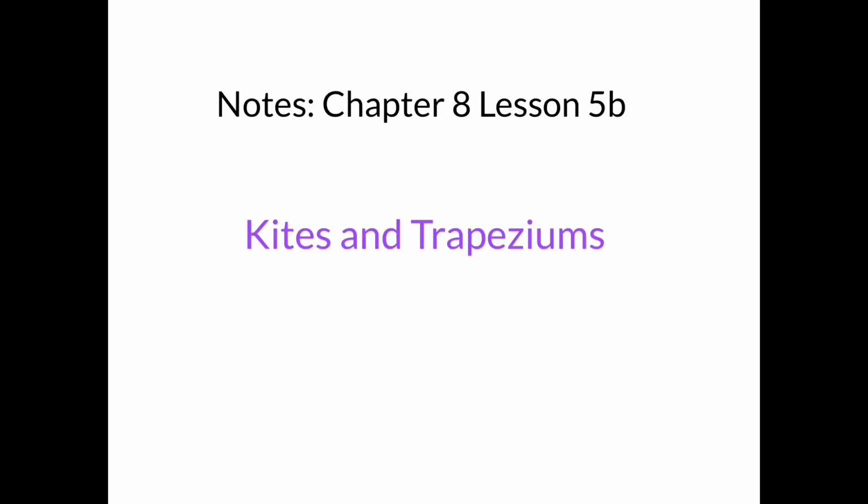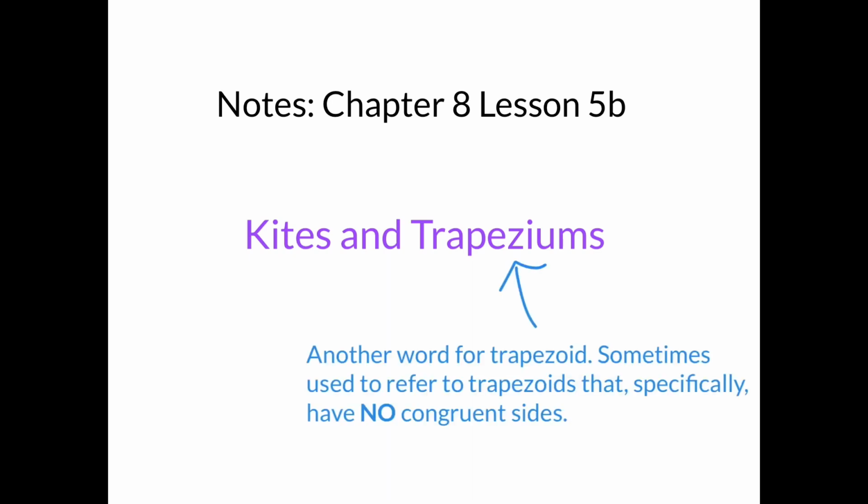Welcome to this quick little video, a little extension from lesson 5. This one is going to be specifically about kites and trapeziums. And we're really going to go ahead and get trapeziums out of the way. So trapezium is really just another word for trapezoid. Sometimes it is used to refer to trapezoids that specifically have no congruent sides. However, lots of people just use the words trapezoids and trapeziums interchangeably.